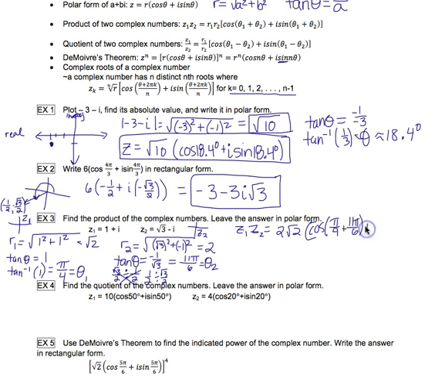Then I've got plus i sine, and then theta 1 plus theta 2 again. So pi over 4 plus 11 pi over 6. Now I just need to simplify. It does say to leave it in polar form, so I don't need to simplify everything, but I do need to simplify what's in here.